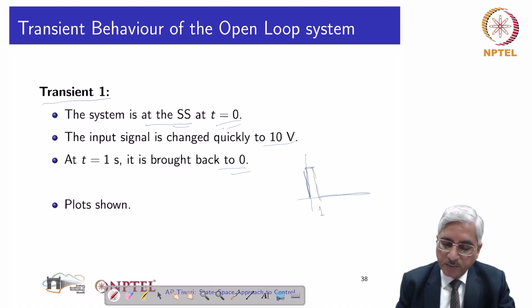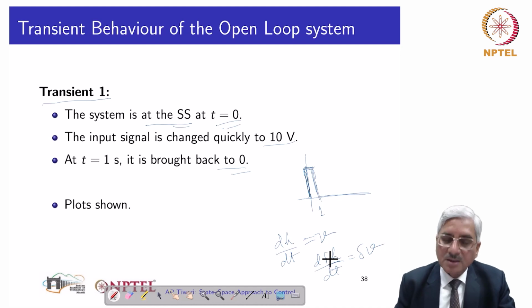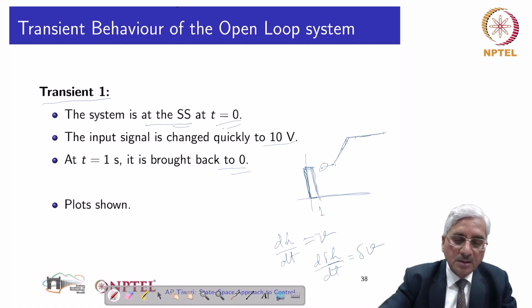What will happen? Because the input has been changed, and because dH by dt is V, d delta H by dt is delta V. So because of this voltage change, the control rod will move at a constant speed during this period of 1 second, and thereafter it will stay at the new position. It was at 0 position, however it will go to a new position and then stay there. So let us see the various plots.